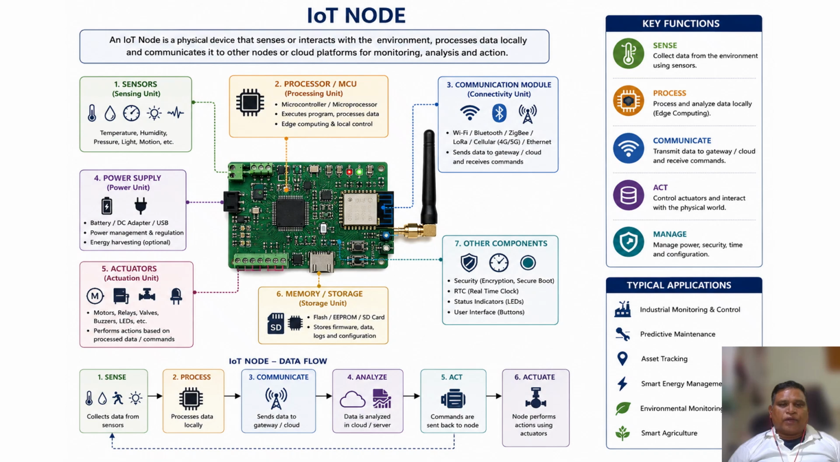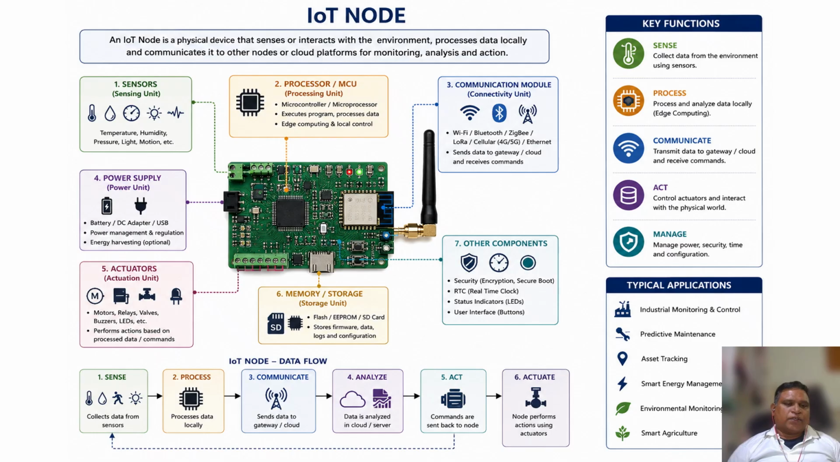It includes Wi-Fi, Bluetooth, Zigbee, LoRa, cellular, 4G or 5G, Ethernet. It sends data to gateway or cloud and receives the commands. And fourth one is the power supply unit: battery or DC adapter or USB.